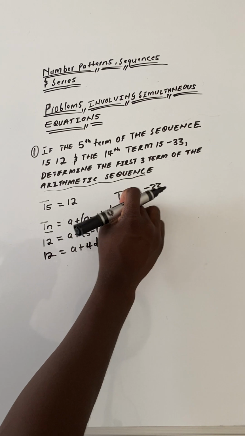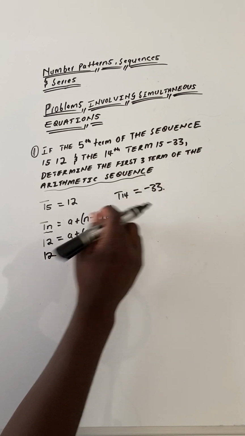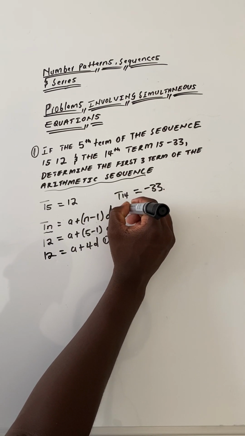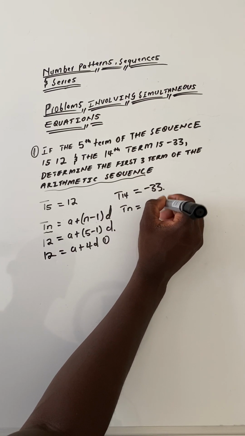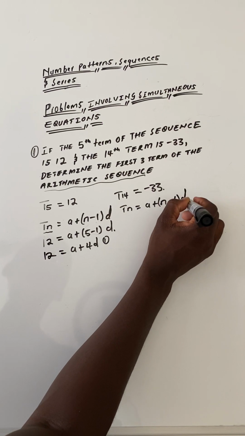Now we know term number 14 is equal to negative 33. So we're still using Tn. Tn is equal to a plus (n minus 1) multiplied by d.